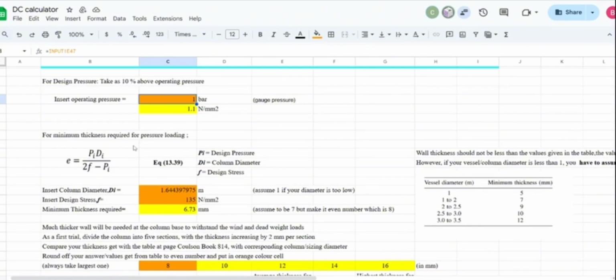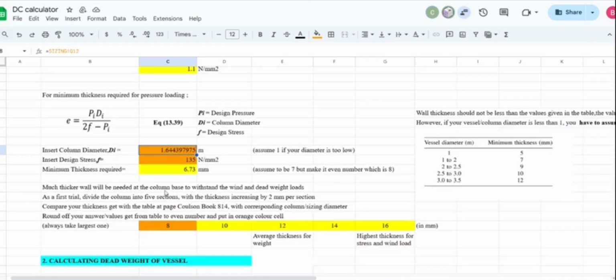From there, you can calculate the minimum thickness required for pressure loading. Before that, you need to insert the column diameter from the sizing as well, and the design stress from the question, and you will get the minimum thickness required, which is 6.73 millimeter. A much thicker wall will be needed at the column base to withstand the wind and dead weight loads. As a first trial, divide the column into 5 sections with the thickness increasing by 2 millimeter per section.